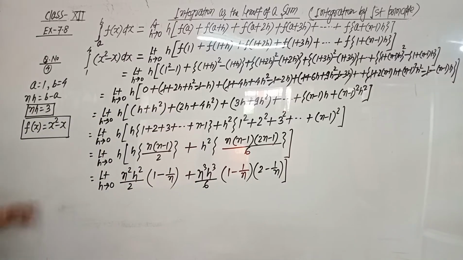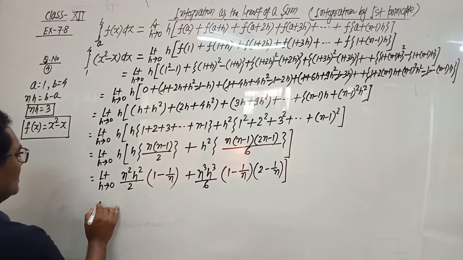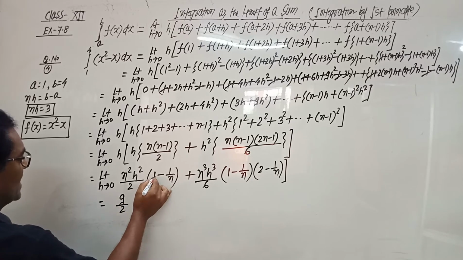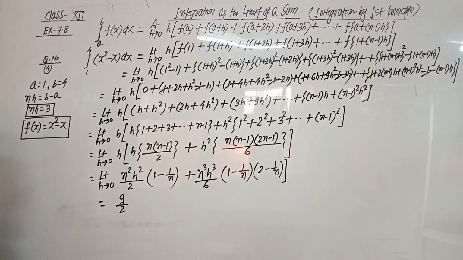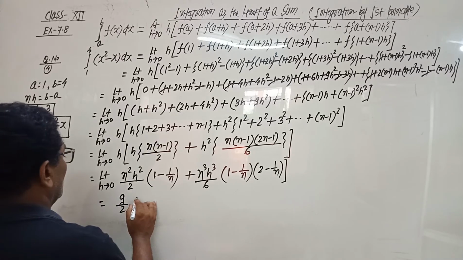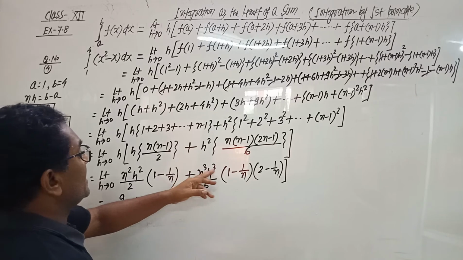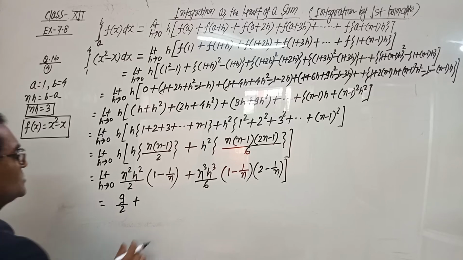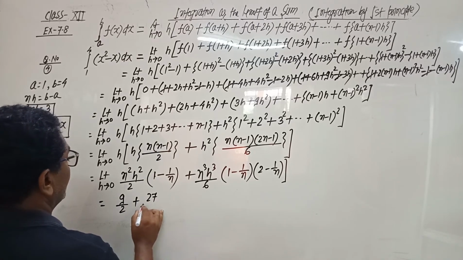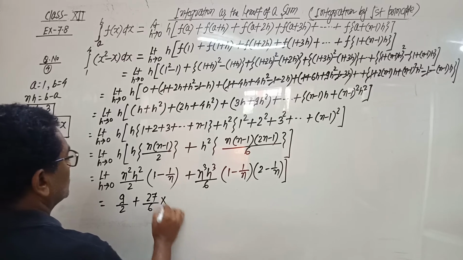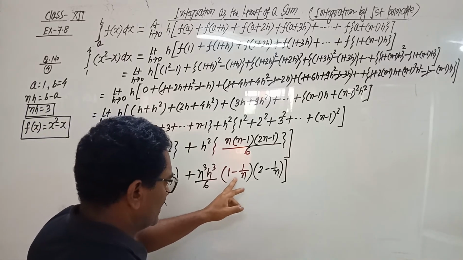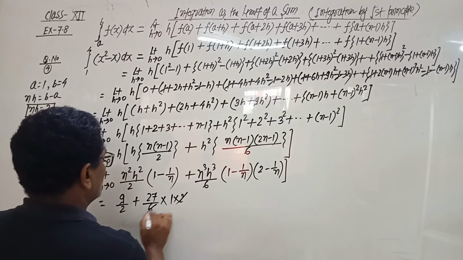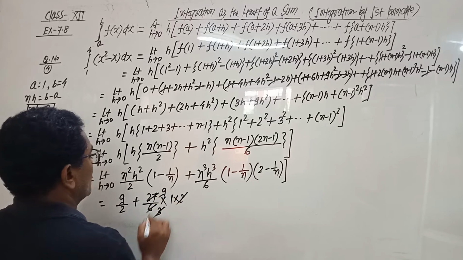Now put the value of nh. The value of nh is 3. So 3 the whole square, 9 by 2, and this is 1, and 1 by n becomes 1 by infinity, it becomes 0, plus n cube h cube by 6. So n cube h cube becomes 3 raised to the power 3, 27 by 6 into, it remains 1 into 2. 1 by n becomes 0. So 1 into 2. 2 3s are 6 and 3 9s are 27.